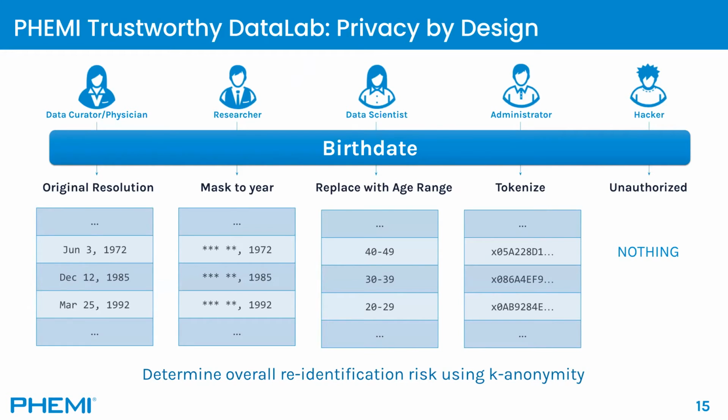Here's an example using birth dates. For example, we can have the full birth date. We can mask it to year for a researcher. Maybe for a data scientist, we put in an age range. For an administrator who doesn't need to see anything there, we can tokenize it to preserve it. And anybody who's not authorized to see those data sees nothing at all. And so we can manage the level of anonymization appropriate to this particular use case and the intended use of those data.